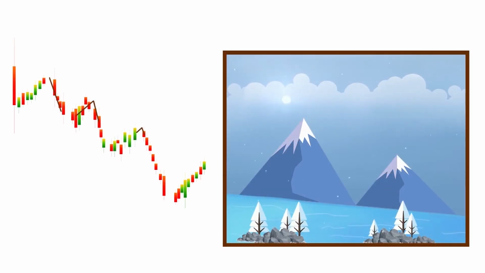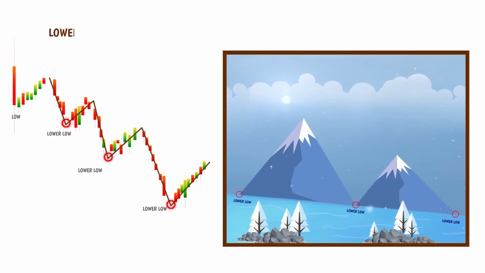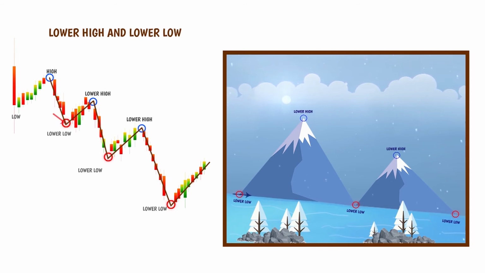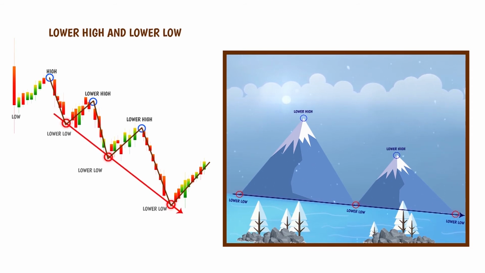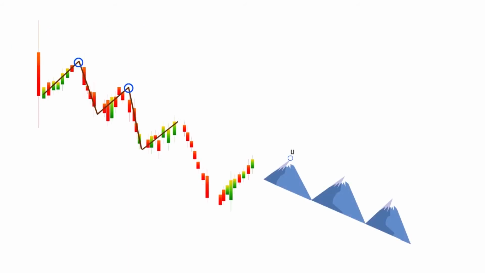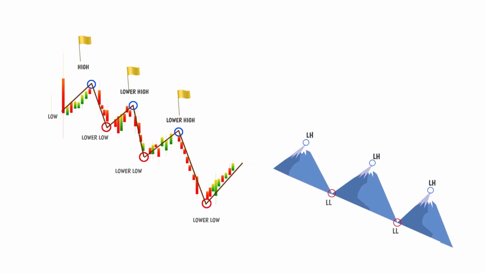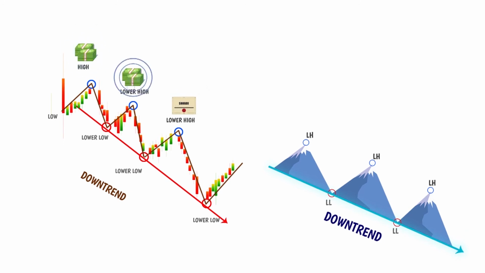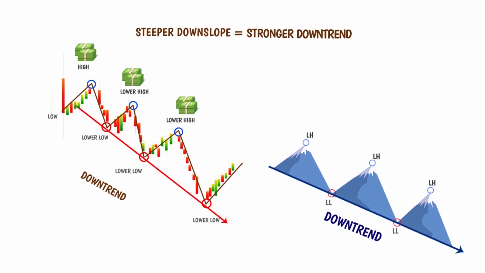A downtrend is when the price creates lower lows and lower highs. The trend line in this case would connect the lower low pivot points and would slope downwards, indicating a downtrend. When the market is in a clear downtrend, a trader takes advantage of the downtrend and focuses on selling opportunities. In a downtrend, one must avoid buying. Remember, the steeper is the downslope, the stronger is the trend.